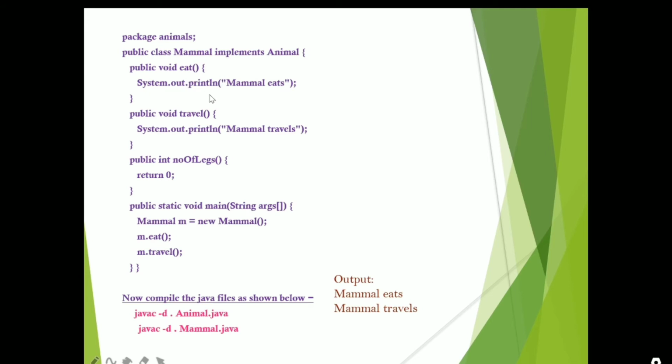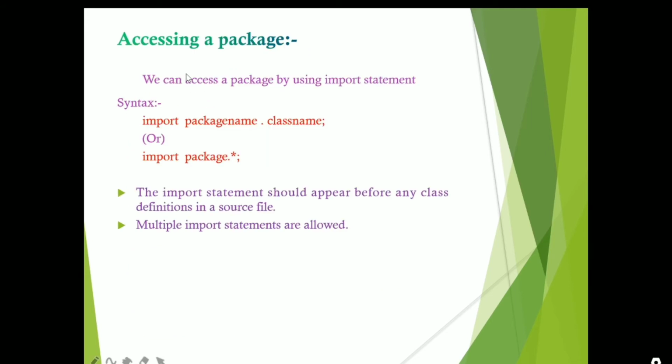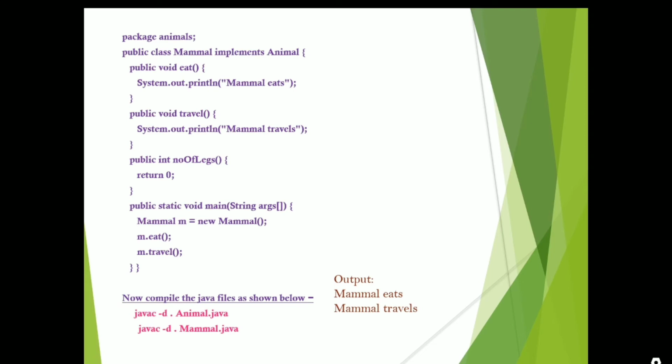Okay, here I am implementing the eat and travel methods. Here it has its own method and it is returning nothing. When we create the object Mammal m, this is the class object. When we call m.eat, it invokes this, which is the implementation of the abstract method of the Animal interface. m.travel invokes this. This is the implementation of the Animal interface.